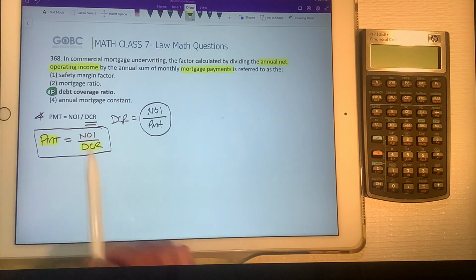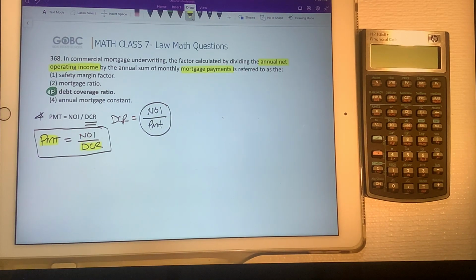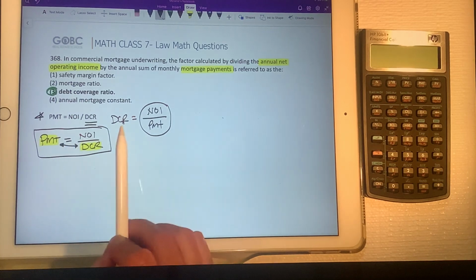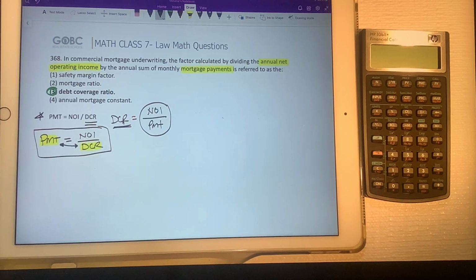We don't solve for the NOI typically for these questions, right? We're given the NOI, so we're going to solve usually for the payment. But if you get a question like this, all you need to know and all you need to remember is that they can switch places, okay? Because one's in the top and one's in the bottom, they can switch places. So you see that the DCR switched into the payment spot and the payment switched into the DCR spot. So this is a correct rearrangement of that formula.